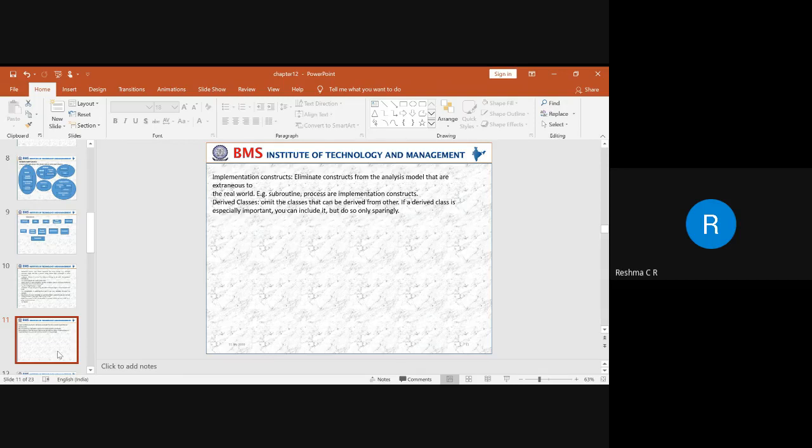So next thing is derived class. We can also include the concept of generalization when we are trying to model the class. So we need to identify the different derived class names that can be extracted from a super class name. Those specific class names have to be identified, and those names of the class have to be eliminated.